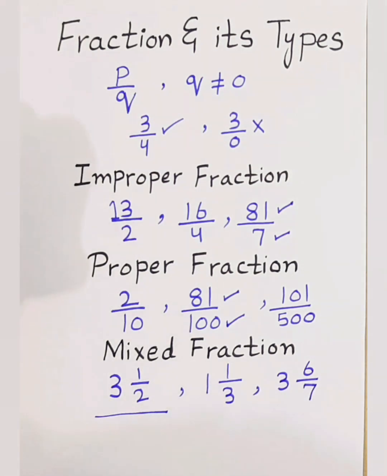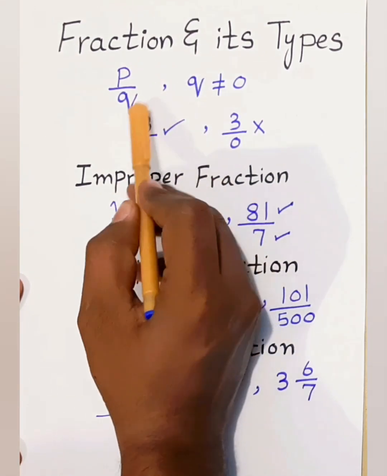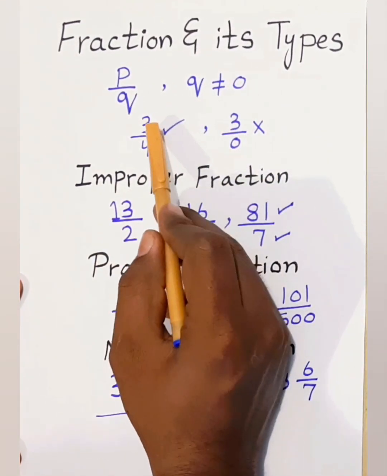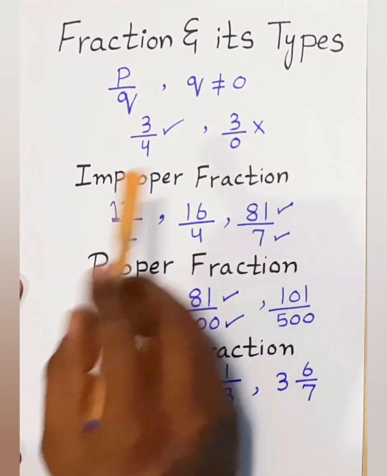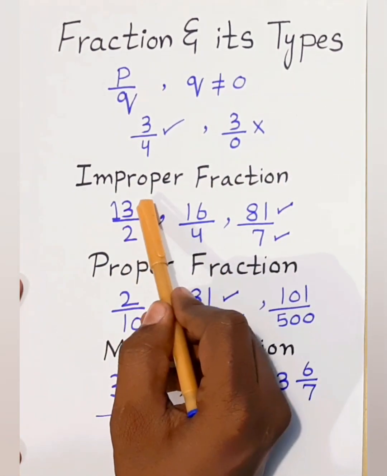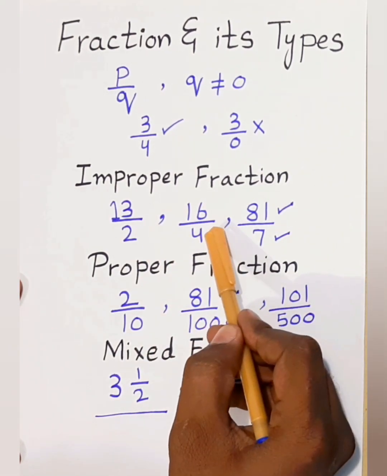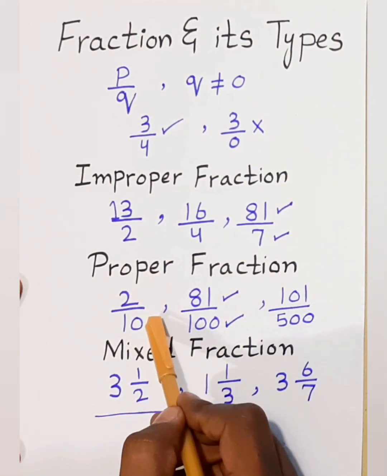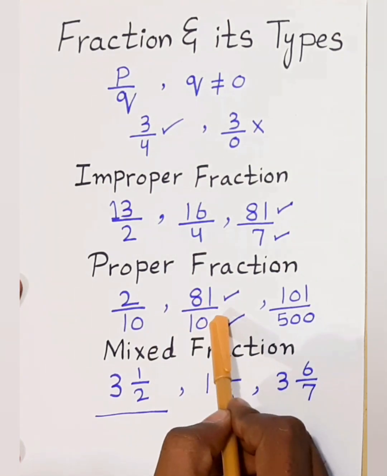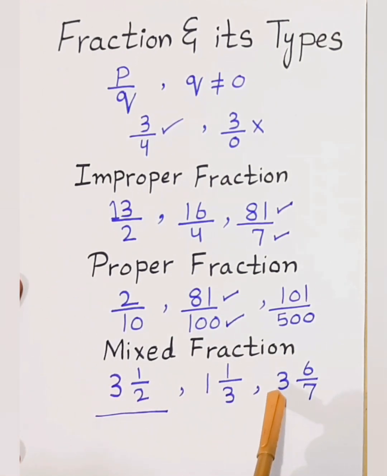So class, we understand what a fraction is. P upon Q is a perfect example or generalized form of a fraction. Q should not equal 0. This is a perfect example of a fraction, and this is not a fraction because in the denominator we see a 0. For an improper fraction, the numerator should be bigger and the denominator should be smaller. When we talk about the proper fraction, the numerator should be smaller and the denominator should be bigger, like 81 upon 100. When we talk about the mixed fraction, it should be like this: 3 here and 1 upon 2, 1 whole 1 upon 3, 3 whole 6 upon 7.